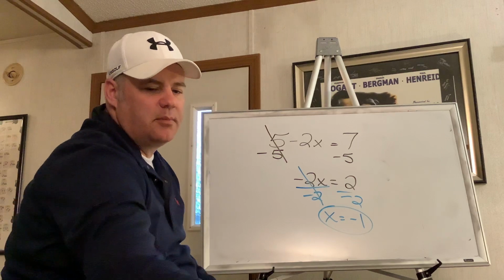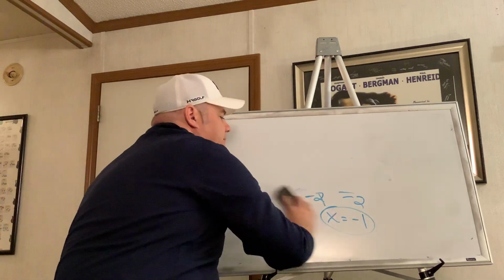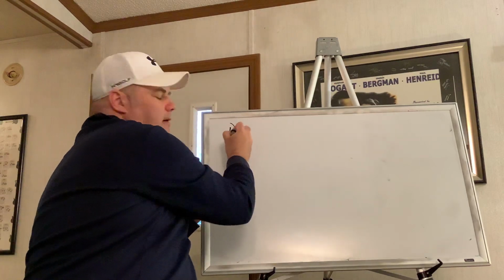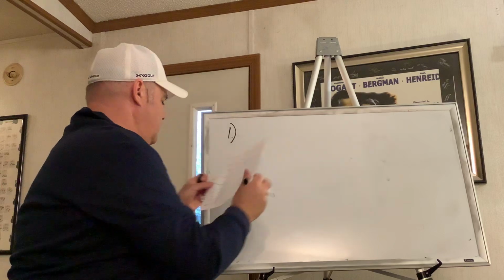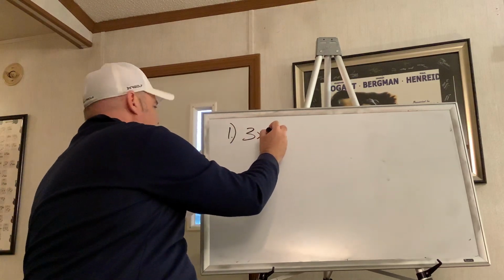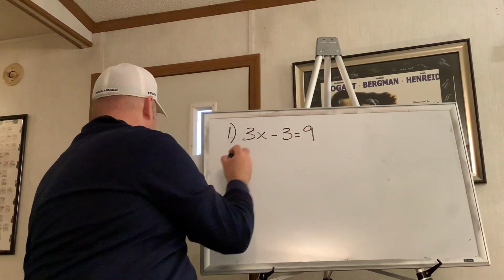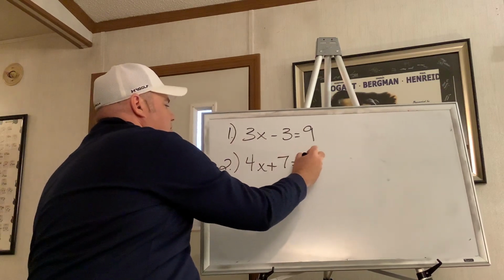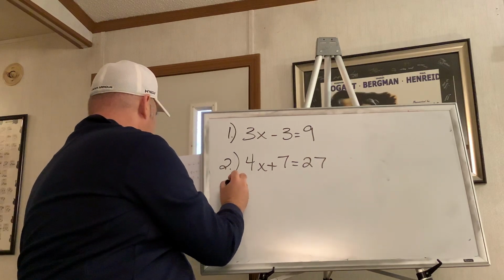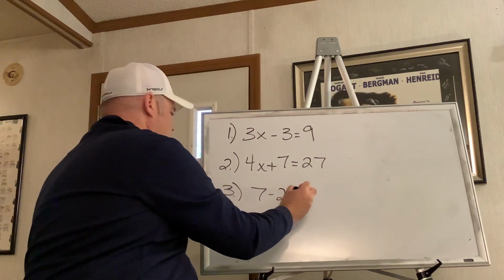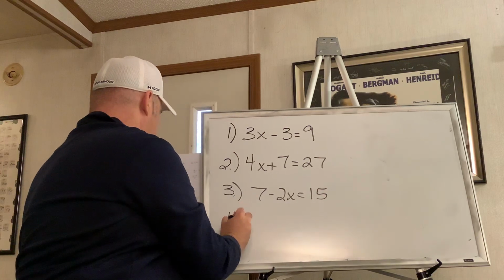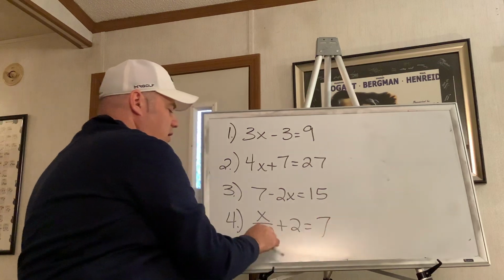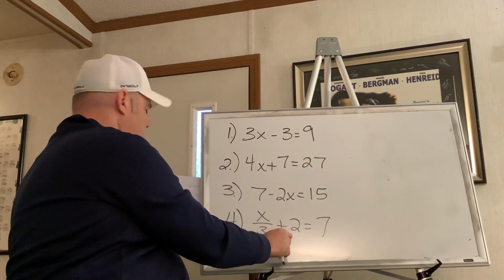Okay? So let me put your examples up there, your assignment, and have you work these. 1 is 3x minus 3 equals 9. 2 is 4x plus 7 equals 27. Number 3 is 7 minus 2x is 15. 4 is x over 3 plus 2 equals 7. Now this is one where it's not part of the fraction, so move it first.